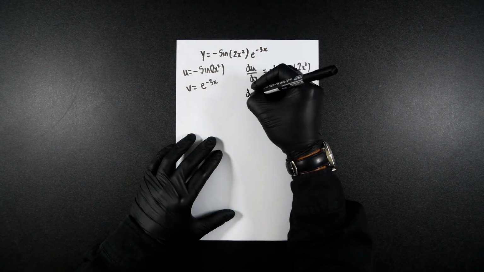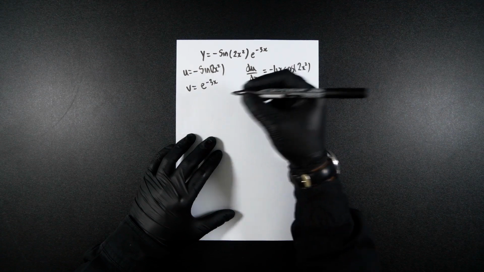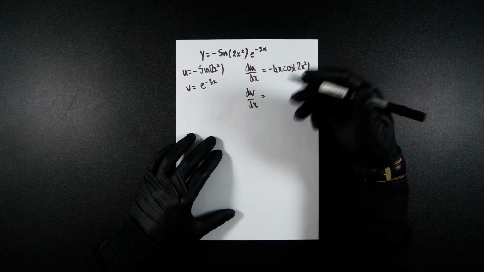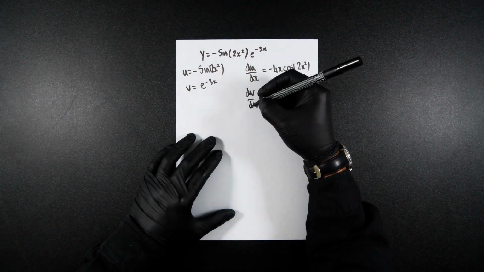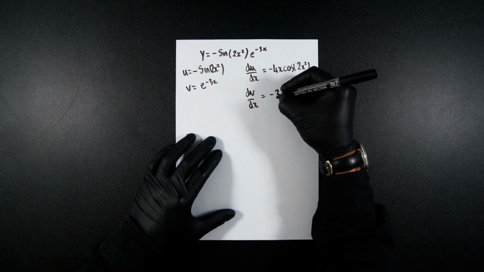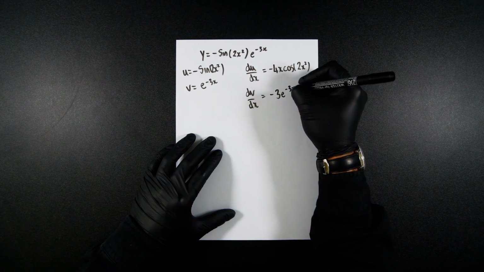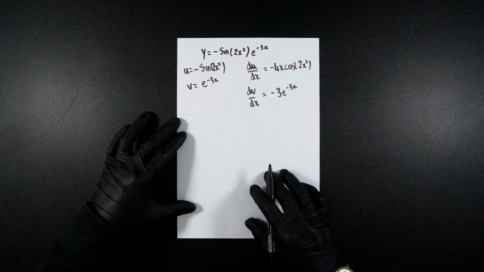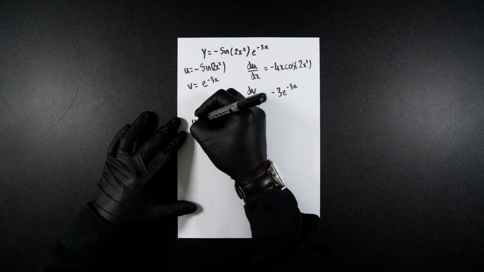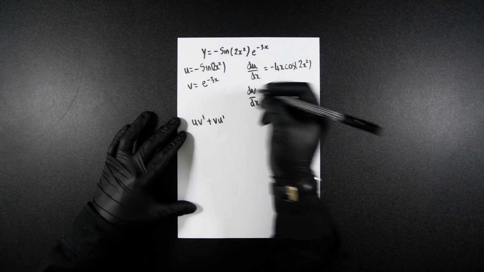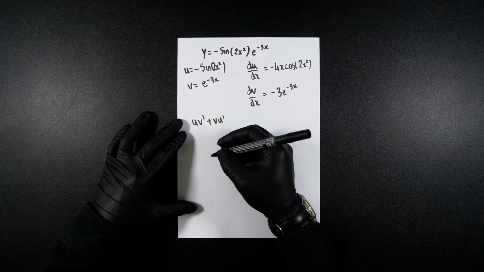And then dv dx, again, you use the chain rule for it, which you can check out the video, but hopefully you're pretty comfortable with doing that by now. So dv dx is then going to be minus 3e to the minus 3x. We can now use our product rule, which is u v dash plus v u dash.